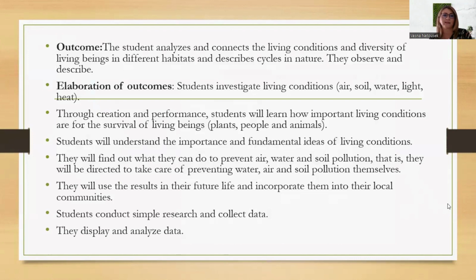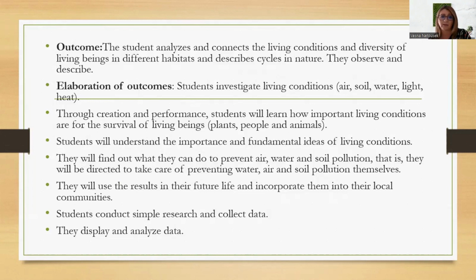The outcome of the lesson is that the student analyzes and connects the living conditions and diversity of living beings in different habitats and describes cycles in nature. They observe and describe. Elaboration of outcomes: students investigate living conditions like air, soil, water, light, and heat. Through creation and performance, students learn how important living conditions are for the survival of living beings, like plants, people, and animals. Students will understand the importance and fundamental ideas of living conditions.